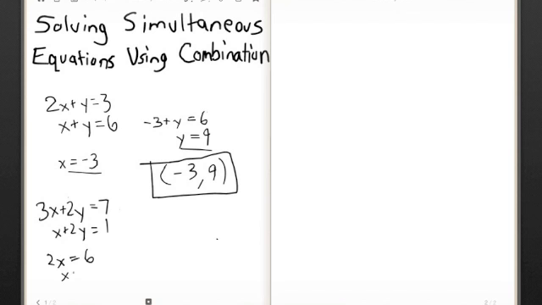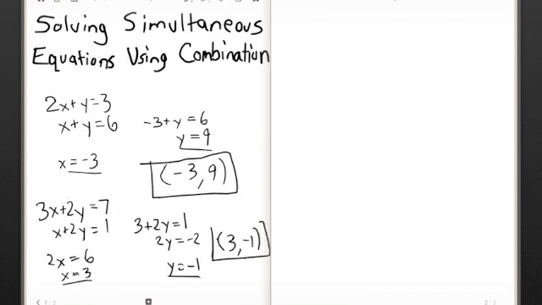And from here we can see that x equals 3. Now we can put that back into either of these two original equations. So if we use the second one, we'll get 3 plus 2y equals 1. 2y equals negative 2, y equals negative 1. And the solution here will be 3, negative 1. So this method is actually pretty fast most of the time.